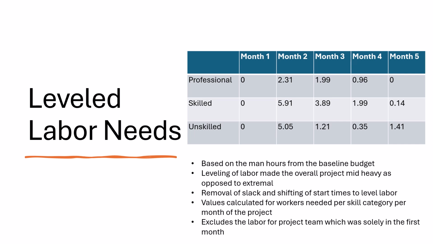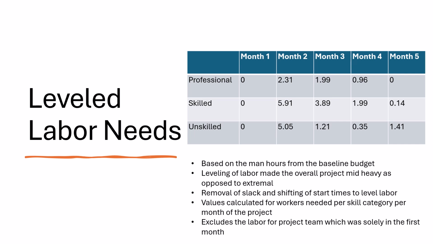So then from the leveled network, leveled budget labor needs were calculated based on the weekly labor budget shifted to account for the new start dates based on the previously shown leveled network chart. This calculation also excluded the labor needs for the project team as designated in the assignment, which only contributed to month 1 costs in this case.